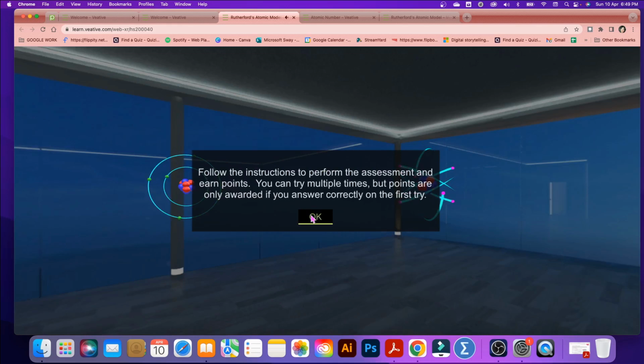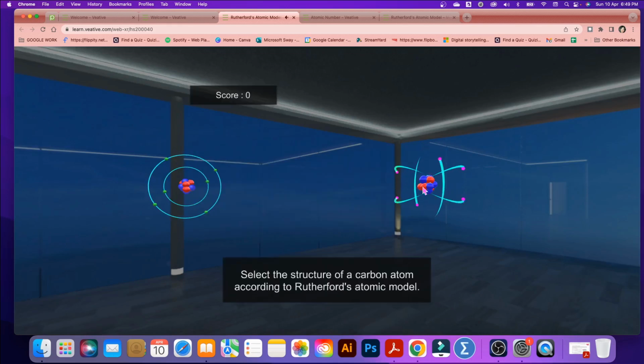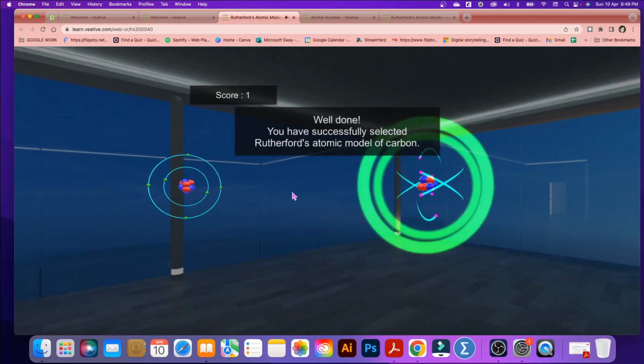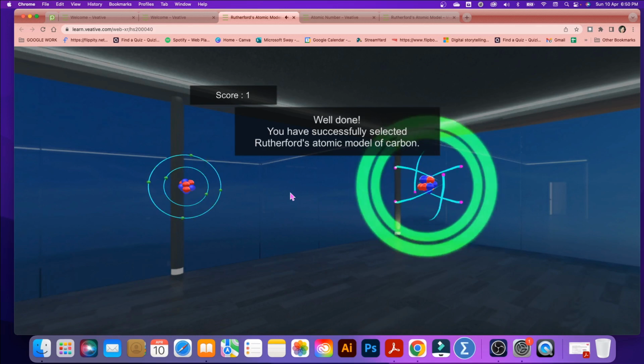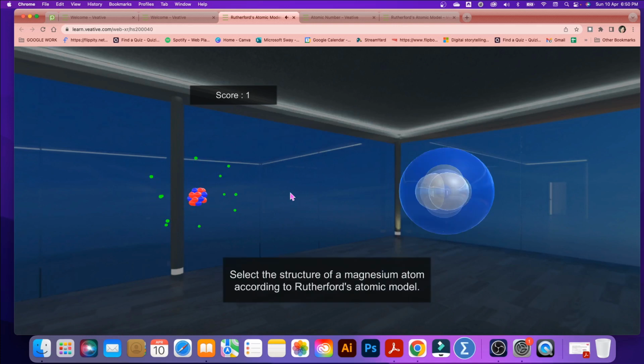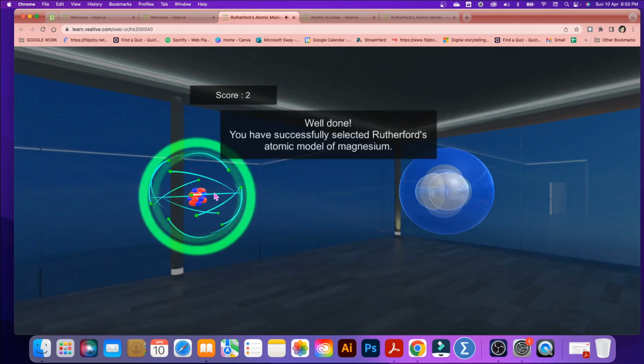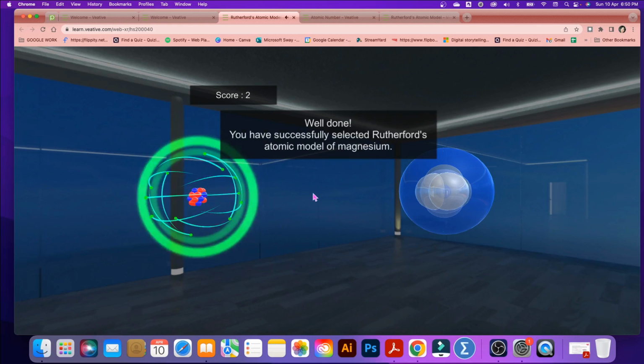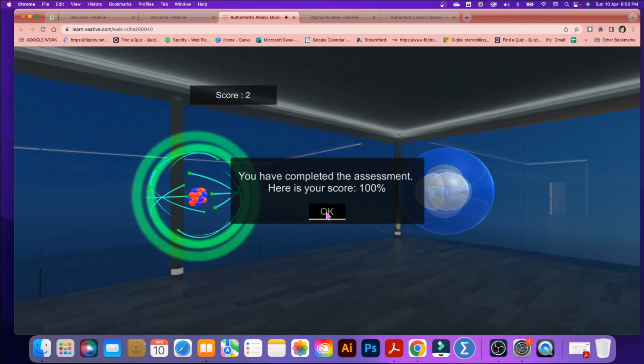Assess your knowledge. Follow the instructions to perform. Select the structure of a carbon atom. Well done! You have successfully selected Rutherford's atomic model of carbon. Select the structure of a magnesium atom according to Rutherford's. Well done! You have successfully selected Rutherford's atomic model of magnesium. You have completed the assessment. You scored well.